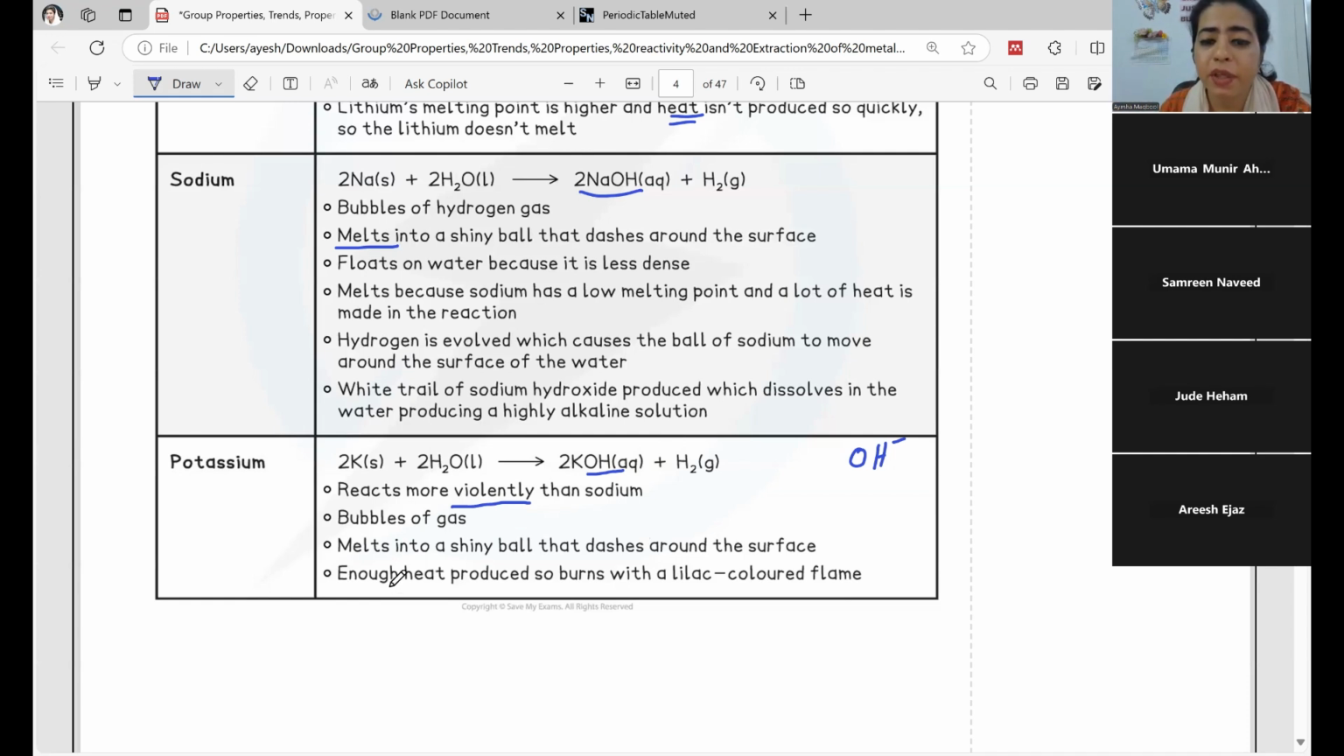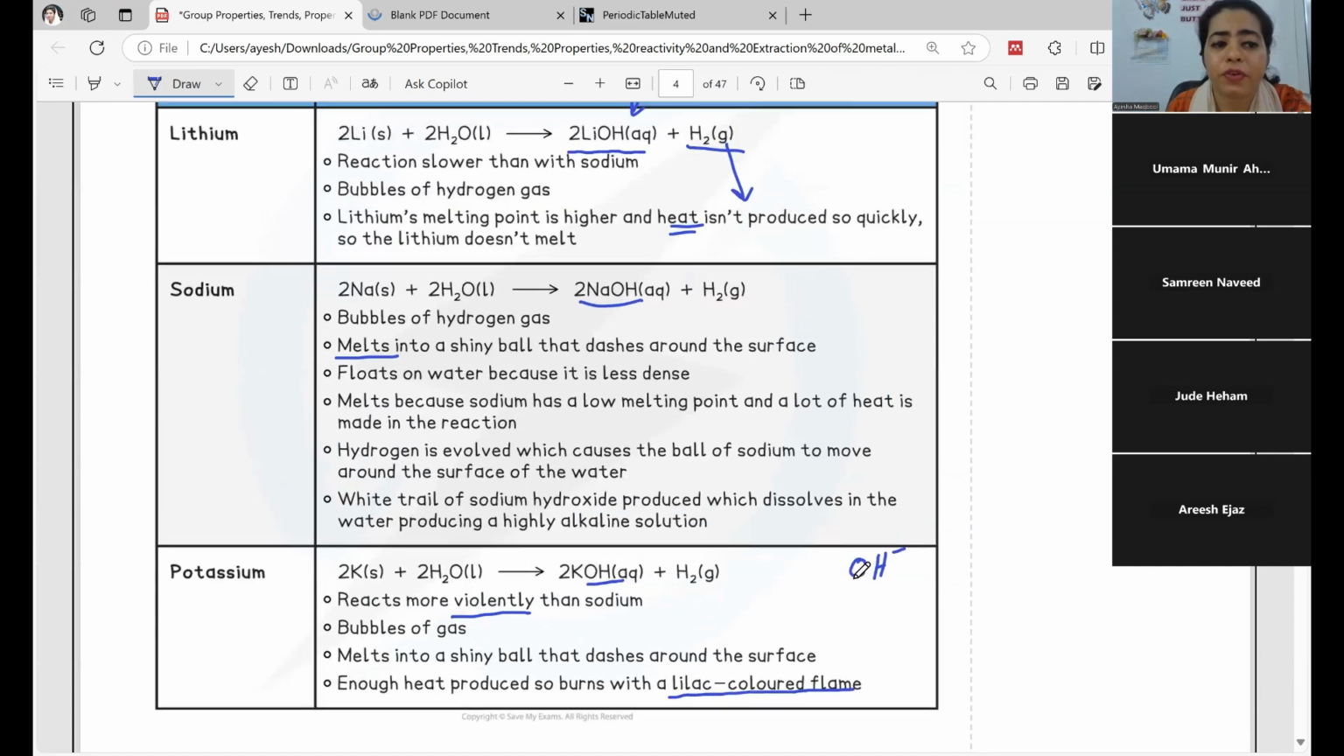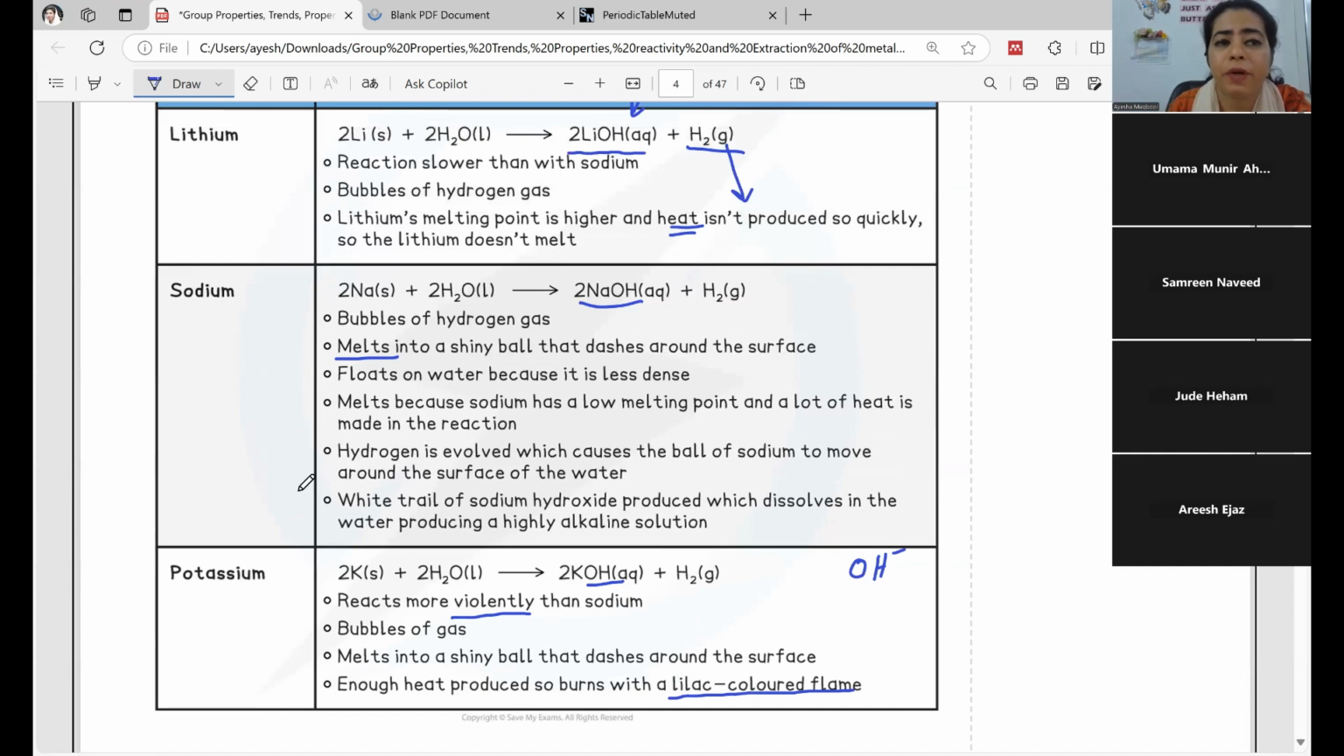And when it is burning, it is also producing some flame. That flame will have a color, a lilac color flame is going to be produced. That is an indication as well that it is potassium. So these are the three metals that we studied: lithium, sodium, and potassium.